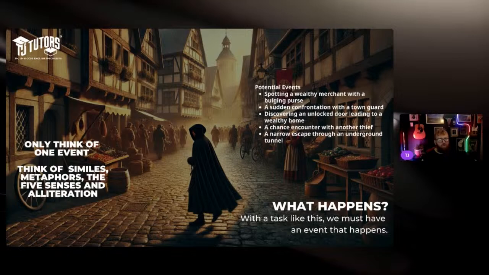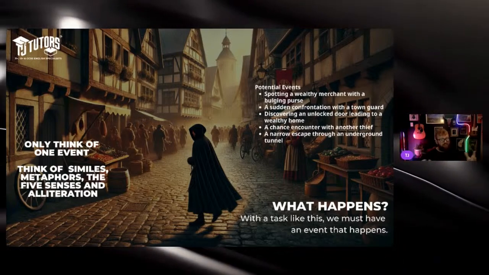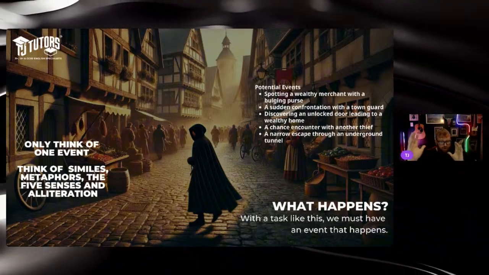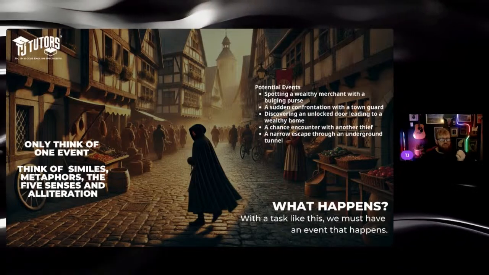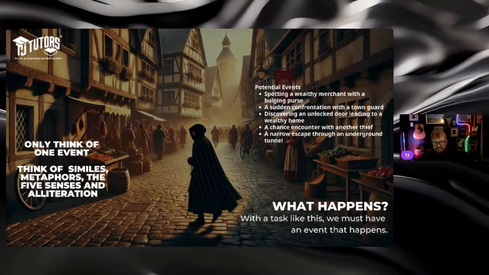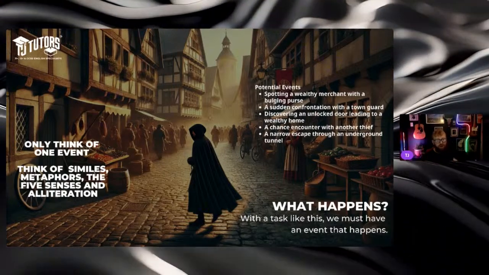I want you to think of one event, just one event, and that's because we don't want loads of things happening because it's going to force you to tell a story that's too complex rather than show a small moment in time. But I want you to try and make sure that you are getting similes, some metaphors, some of the five senses, some alliteration, just a few ideas that you're going to be able to use as part of your piece of writing.